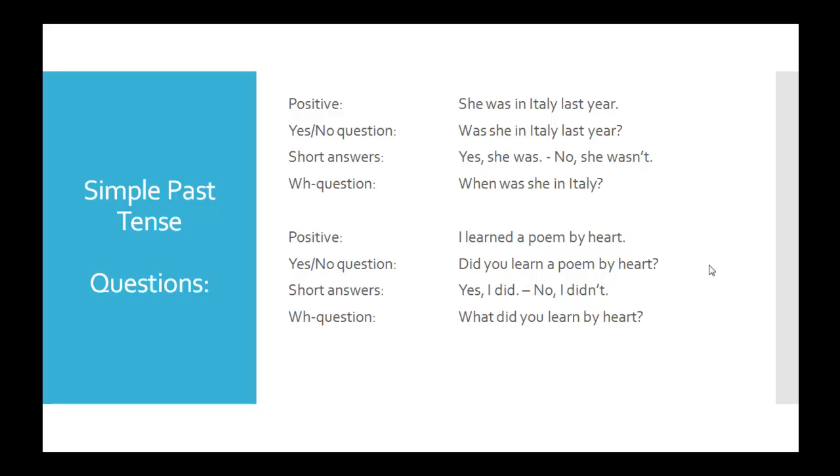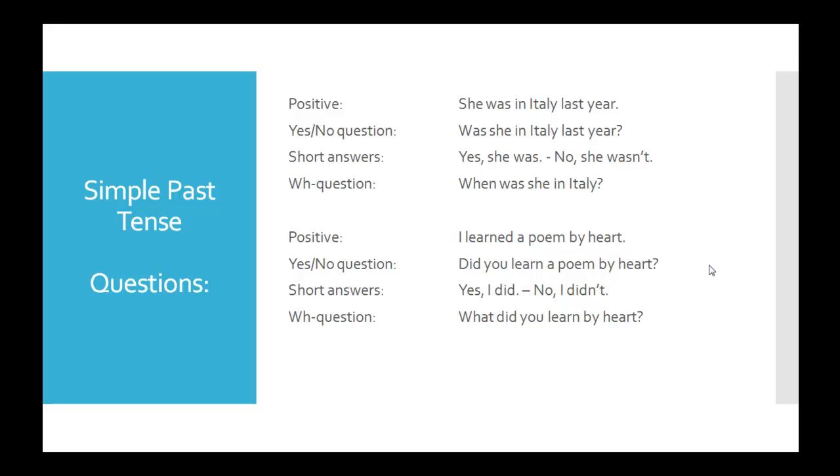To make a WH question, you would put an appropriate question word at the beginning of the sentence, then did, then the subject, then the main verb in its infinitive form. What did you learn by heart?